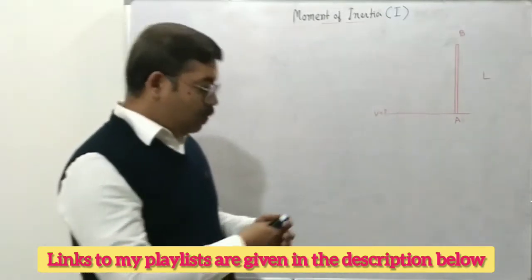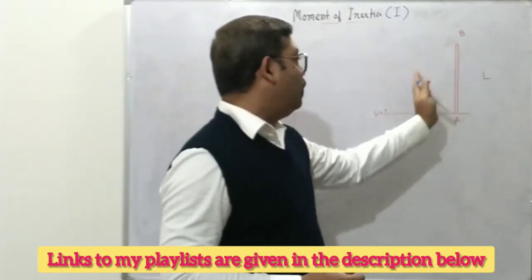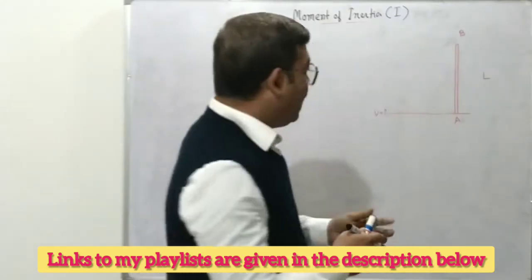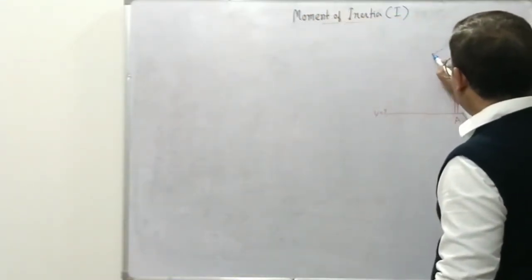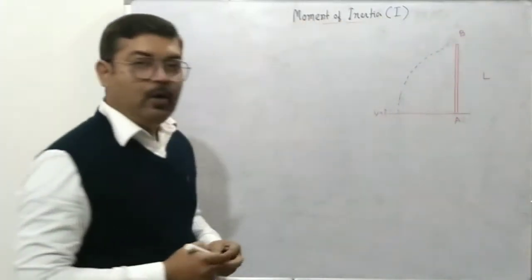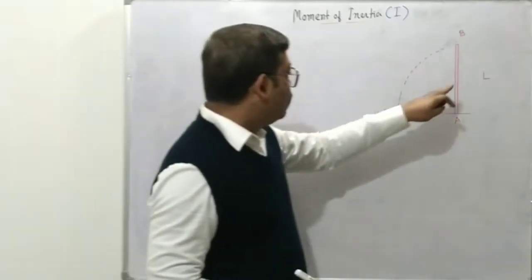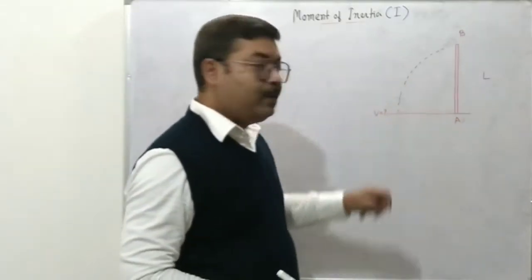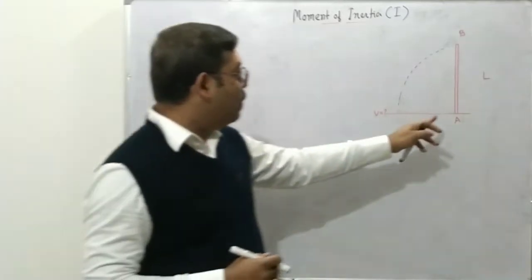Okay. So what is happening here is that if the rod AB is allowed to fall about A, so the end B is going to move in a circular path of radius L. Okay, so when it falls and reaches this, what will be the velocity? So it's a case of rotational motion about this particular point.